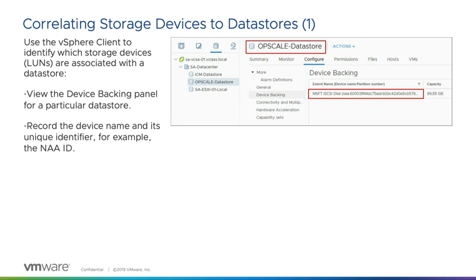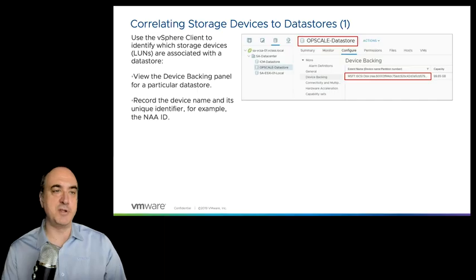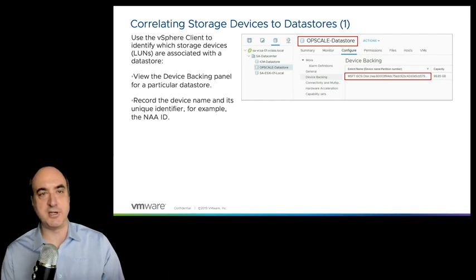Now, this is easy because we have a small environment. In an environment where you have hundreds of LUNs, this is more challenging, but at least what you'd want to be able to find are maybe the last 3 or 4 digits of the device ID so that you can just search for that in the output of ESX Top.